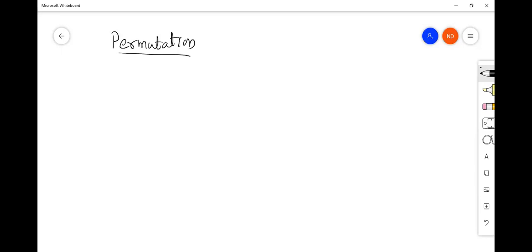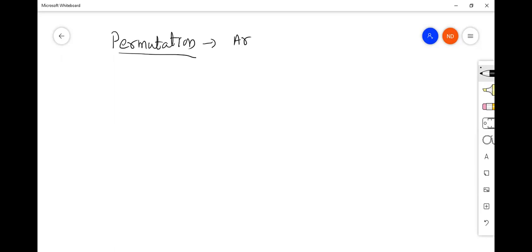Whenever we talk among friends, we say various permutations and combinations. Whenever we do some art and craft work, we mix and match, try various color combinations, right? So that is basically permutation. Permutation means arrangement. Permutation is the arrangement of objects.